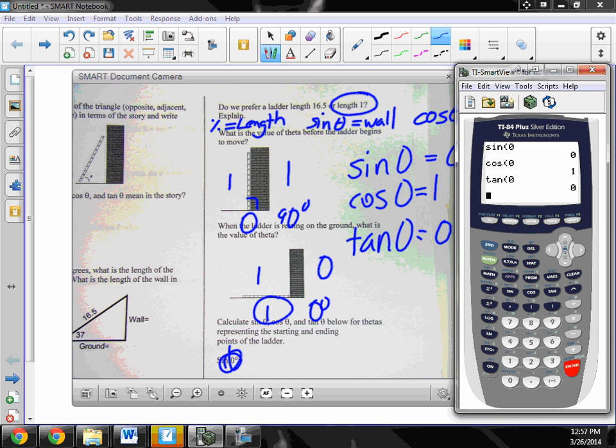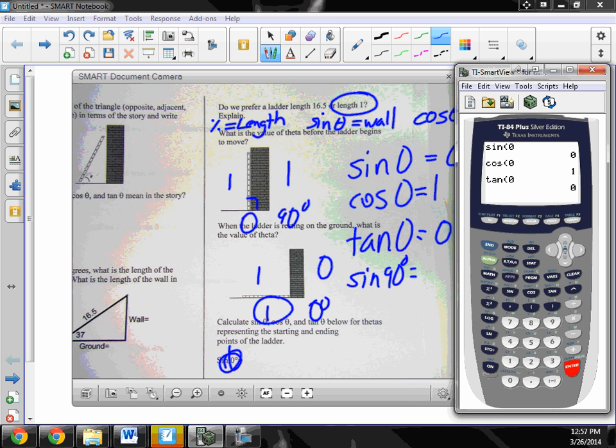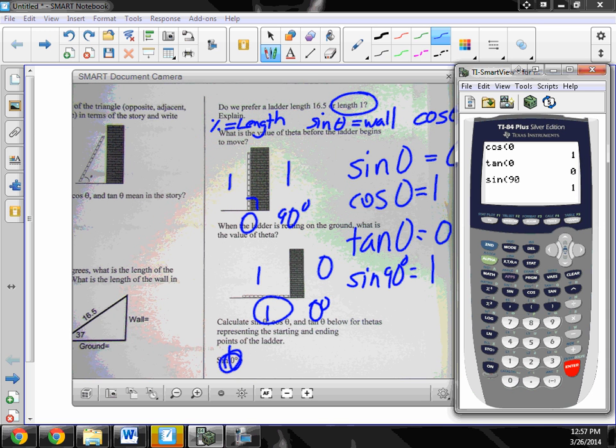Okay, let's go the other direction. Sine of 90 degrees. So the height of the wall at 90 degrees is 1. So how do we talk percentages? What is 100%? Compared to wall to ladder is 100%. So if I type in the sine of 90, I get 1.